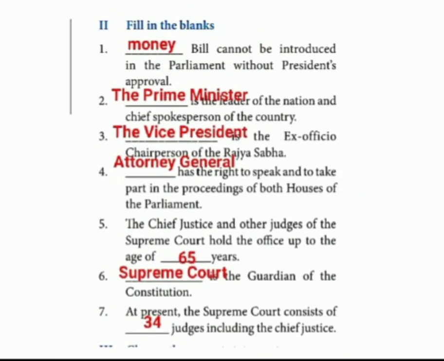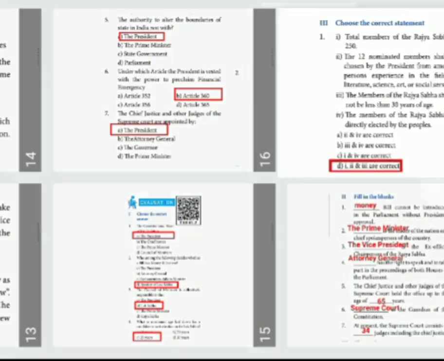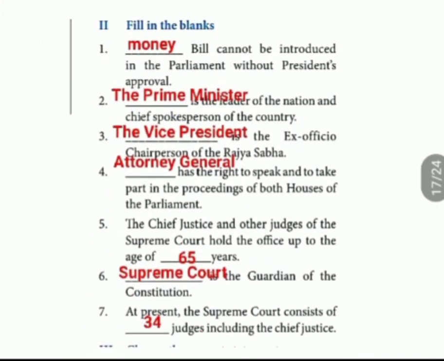Yes. The next one, second one, Roman letter 2. Fill in the blanks. Money bill. Next one, Prime Minister. Third one, the Vice President. Spelling everything, you can check this and then write it. The Vice President, third one.